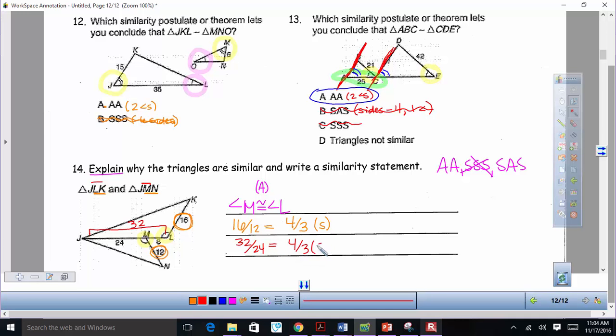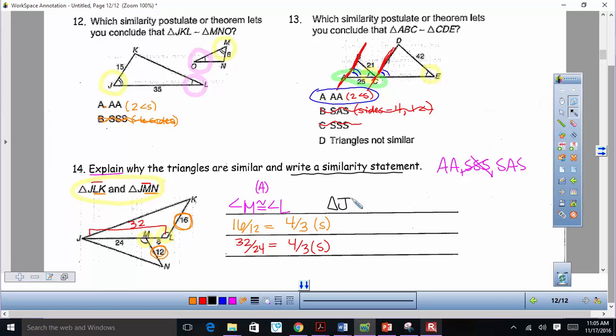4/3. Okay? And so these match, right? So I have my side, and my angle. So that means I proved it by side, angle, side. Now, you have to also write the similarity statement. And what's so great about this, see how they already tell you the two triangles? All you do is copy that straight down exactly the way it is.